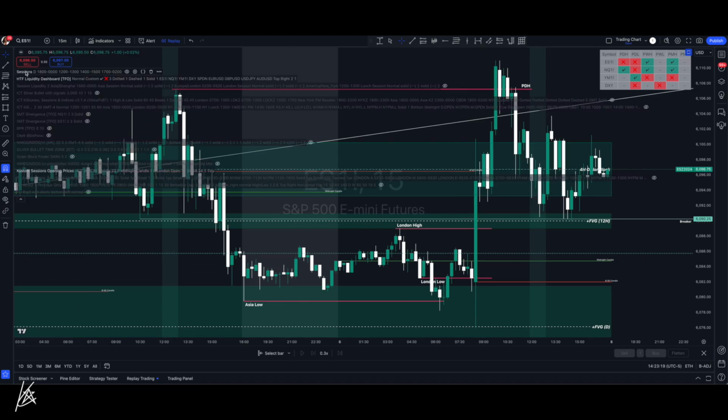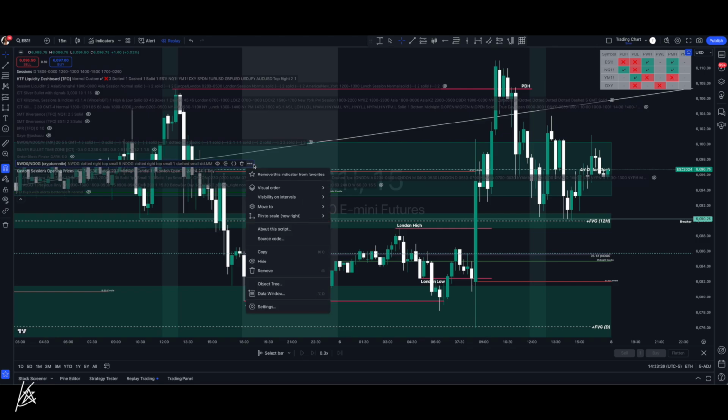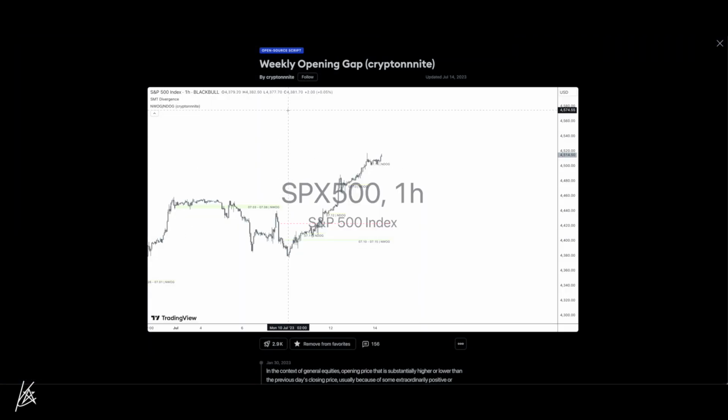The other indicator that I really, really like is our new week opening gap indicator. I've got actually two on my chart, but we're going to use this Kryptonite one. I do like this, and let me see if I can actually show you the information. So we'll open the script. Here we go. This is the weekly opening gap, and this is by Kryptonite. So you may want to grab a quick screenshot if you want to get this.